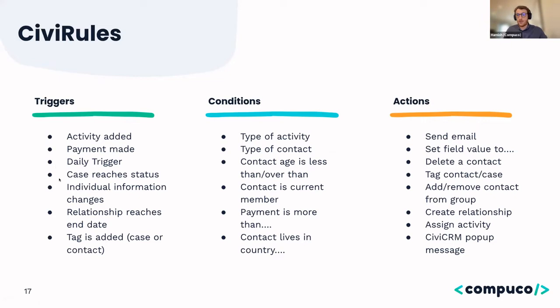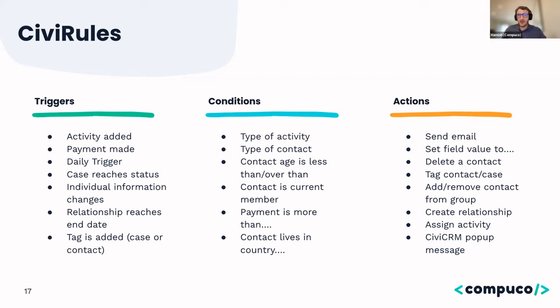Or even as simple as people changing the information on their contact records. So it can get a little bit complex, but I have seen clients do something as specific as if someone changes their phone number, send me an email so that I know. All of these different areas to listen for in the system are options in the Civi Rules area.